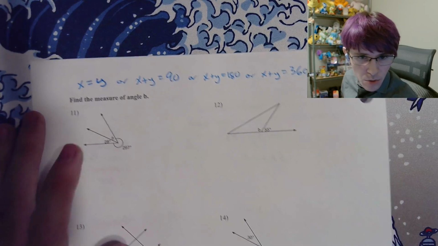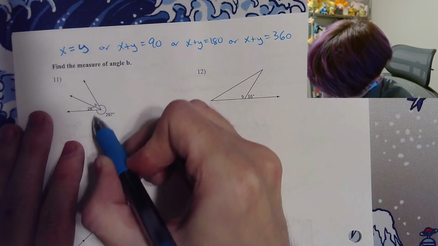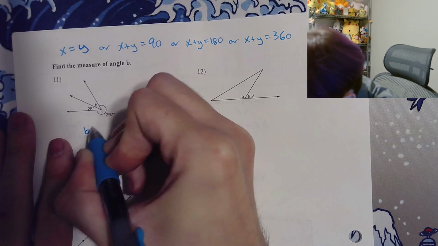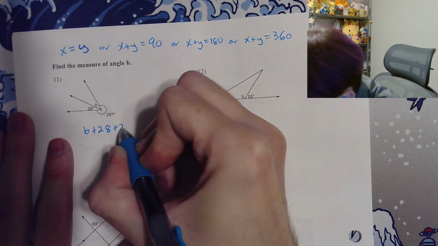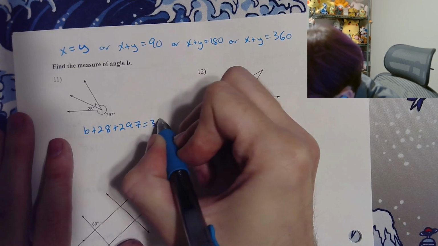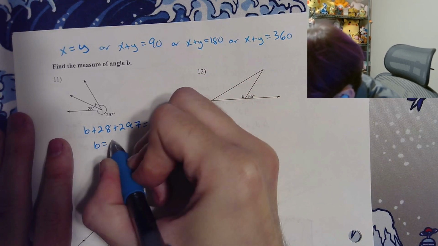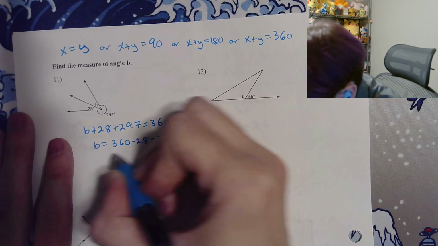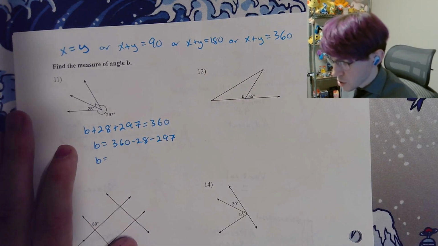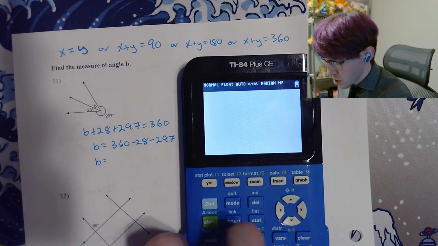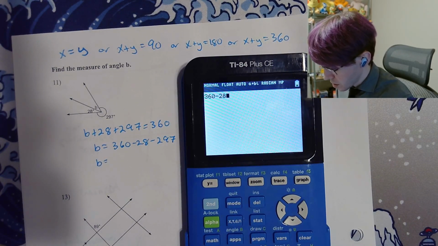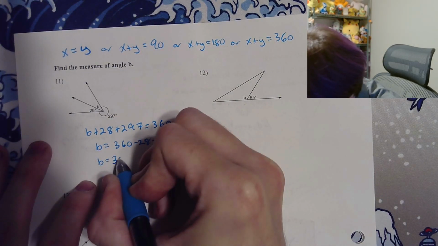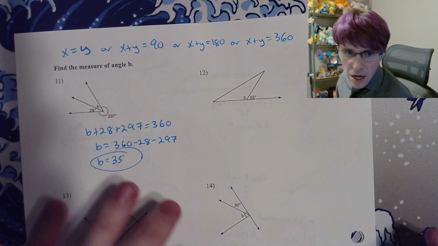So here we go, number 11. You have to see that circle going all the way around. You should be thinking 360. So we just got to add all those angles up. B plus 28 plus 297 is equal to 360. Or in other words, B is equal to 360 minus the other ones. And that's exactly what we're going to do. We're going to subtract them over there. And if you do all that subtraction correctly, I believe from class this one was 35. I'm going to double check, make sure I'm remembering correctly. It sure is. It's 35. If you want to put the degree symbol, you can. I ain't doing it right now.